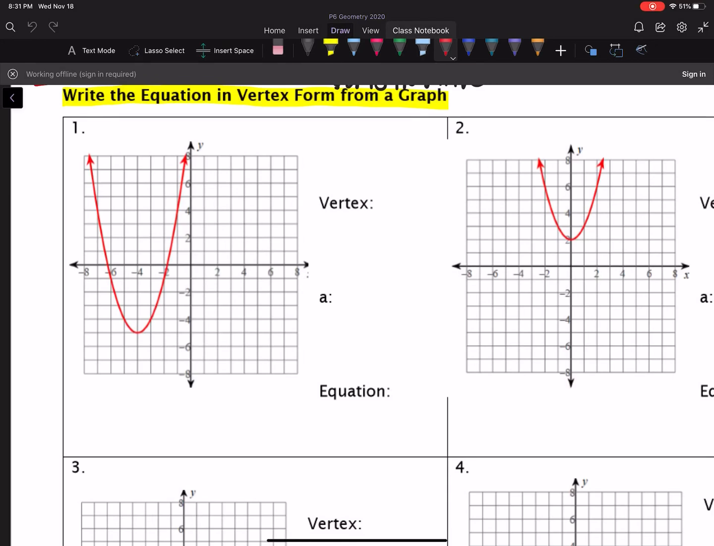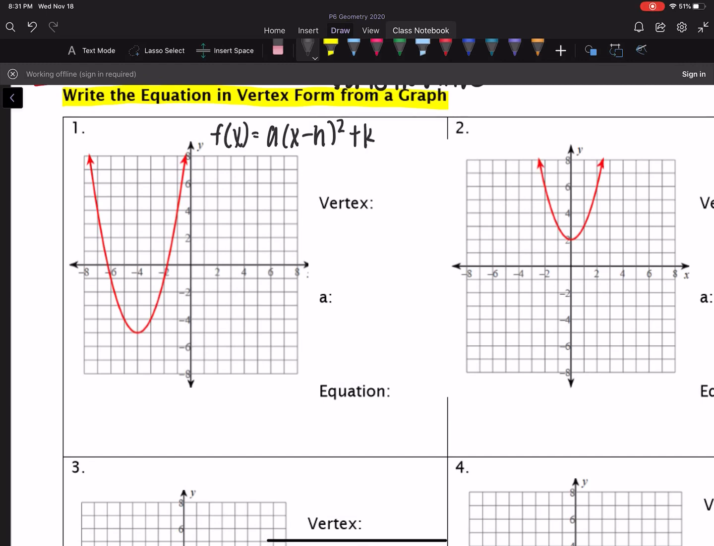So in this tutorial, I'm going to go over a couple examples on how to write the equation given a parabola in vertex form. So vertex form is a times x minus h squared plus k.